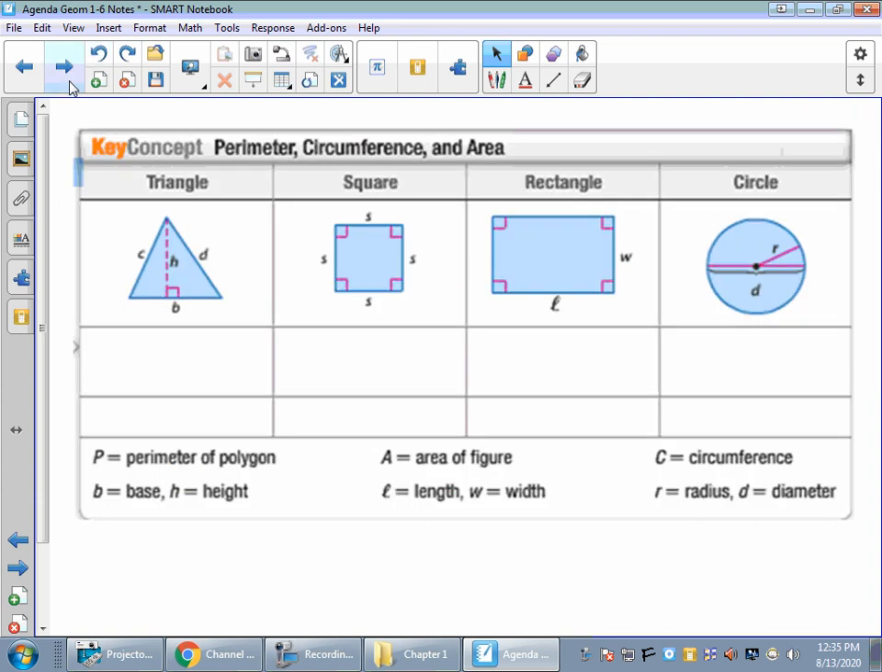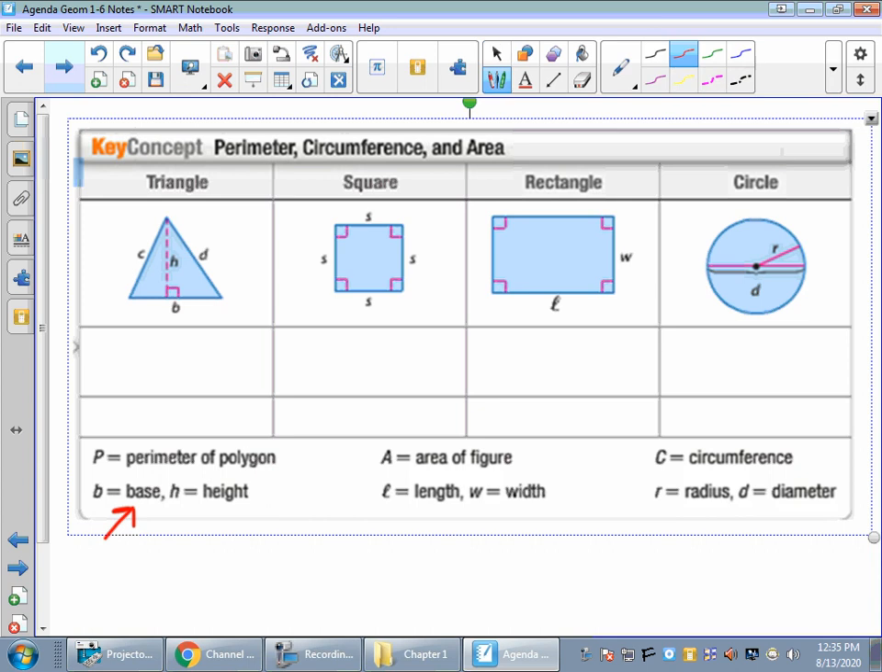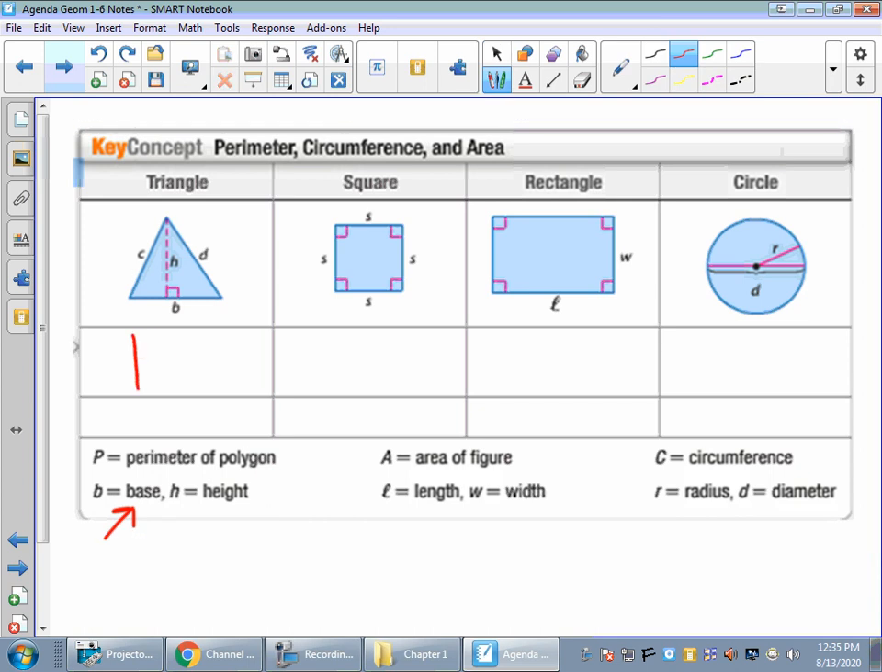Okay, so let's take a look at some formulas here. Perimeter, circumference, and area. You can see we've got all these different letters and what they stand for. So let's do perimeter at the top, and then we'll do area. Perimeter will be this first empty box, and area will be the second empty box. So one thing we're going to look at is we'll say that for these first three, triangle, square, rectangle, the perimeter, P, is going to be equal to the sum of their sides.